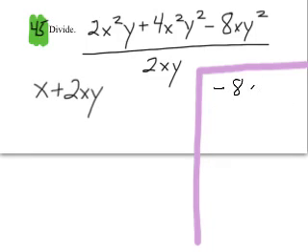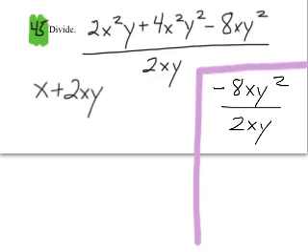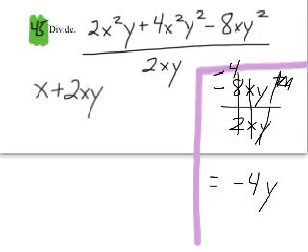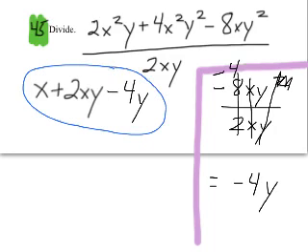Now I'll do the last one. It's the negative 8xy squared divided by 2xy also. So 2 goes into that 8 4 times, so that's the negative 4. X cancels out the x. The y, we have 2 y's there, y times y. We'll just cross out that. And so we have y. So that equals a negative 4y. Negative 4y. That is our answer.